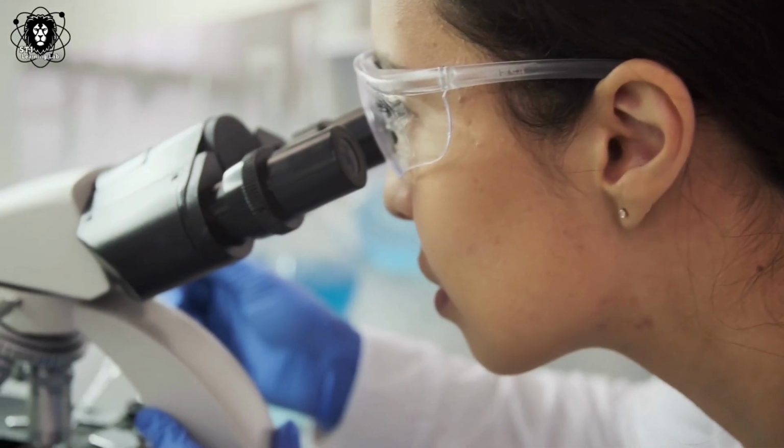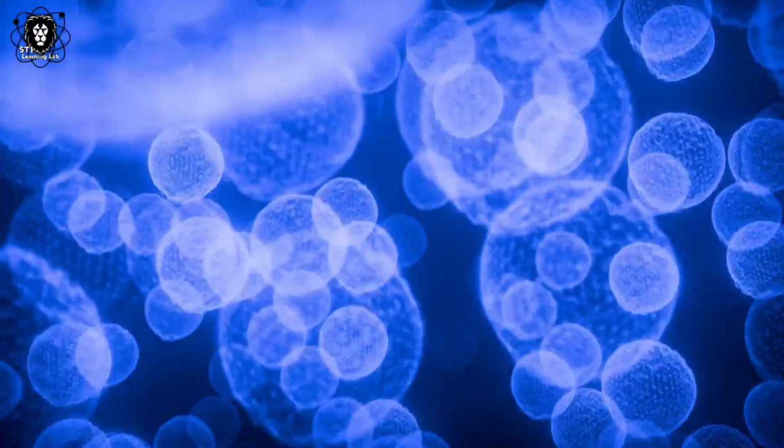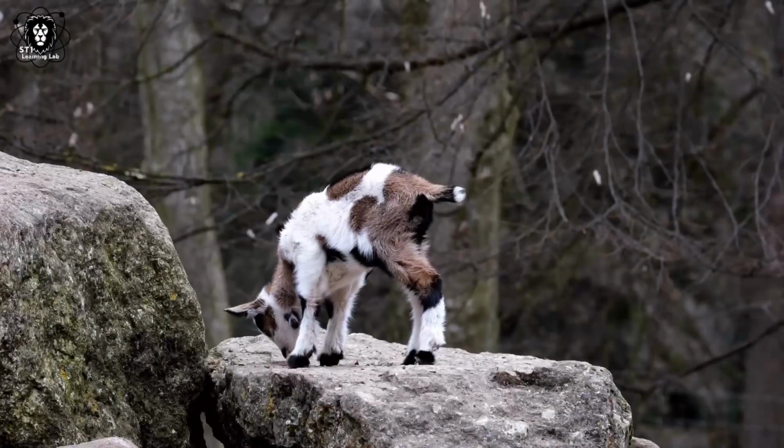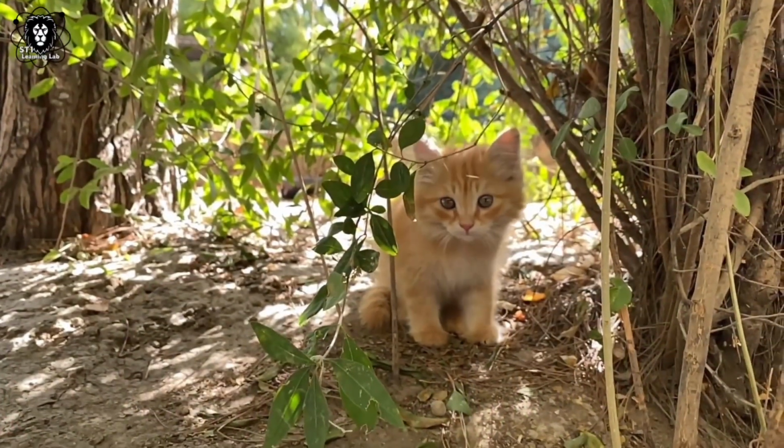By looking inside cells, we can see both unity and diversity in life. All living things are built from the same basic parts, just arranged and specialized in different ways. And that's what makes the study of cells so fascinating.